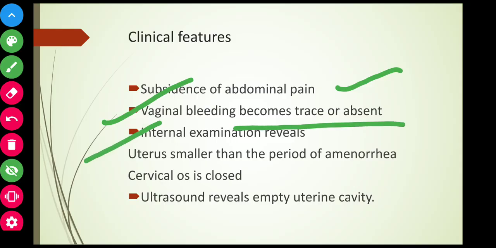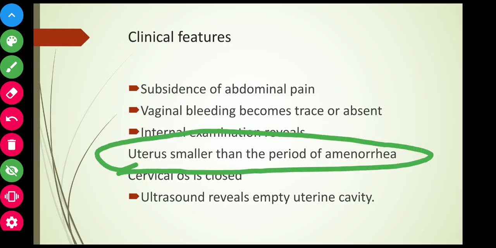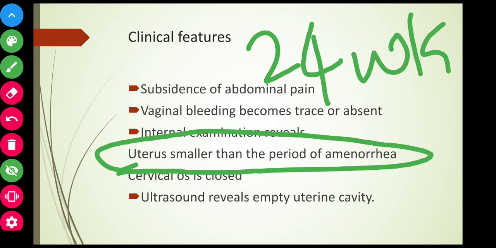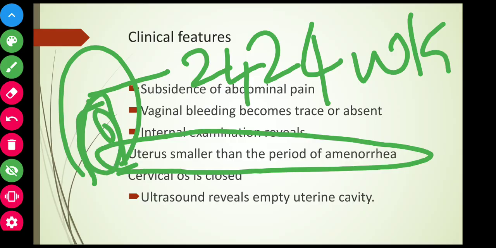Internal examination reveals uterus smaller than the period of amenorrhea. Most of the students have doubts about this. Suppose in the 24th week, the uterus has to grow till the umbilicus. That means this is the fundus. So that mother is in the 24th week. Now she has a complete abortion. So what happened? All the material has come out.